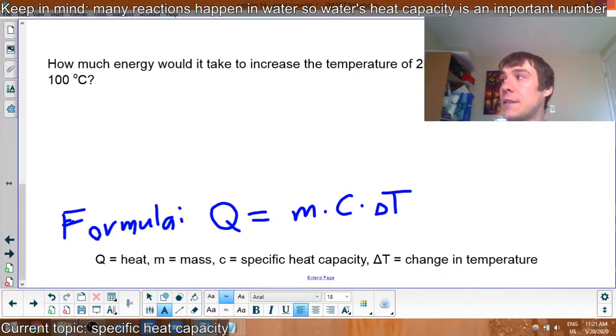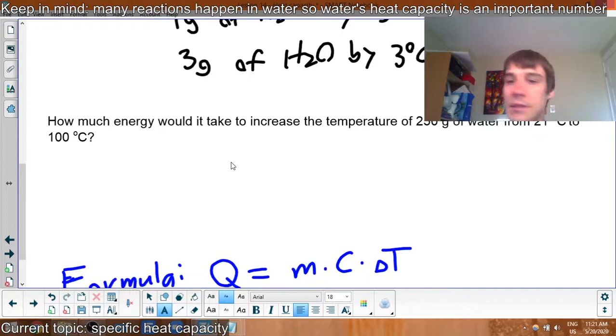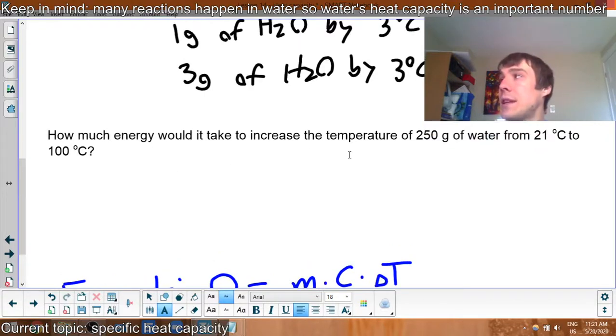Yeah, M is mass, C is specific heat capacity. So here's a question, right? How much energy would it take to increase the temperature of 250 grams of water from 21 degrees Celsius, so room temperature, to 100 degrees Celsius, which would be boiling? So this would be like boiling a cup of water. How much energy would it take?